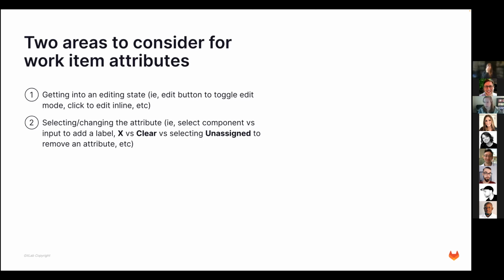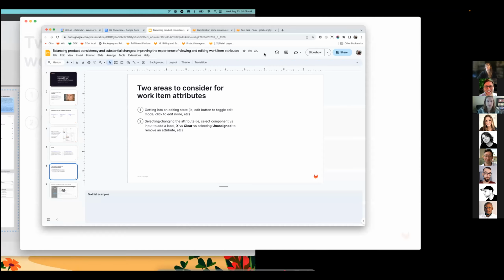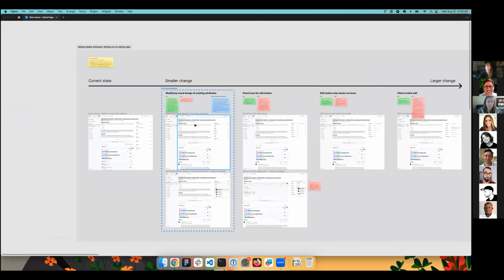versus on work items, we're using an input to add a label. You can think of some of these changes as like an X versus the word clear, versus selecting the word unassigned to clear your selection. So how do we think about these two different parts of it? And again, balancing that product consistency versus making these usability improvements. So I'm going to dive into Figma now.